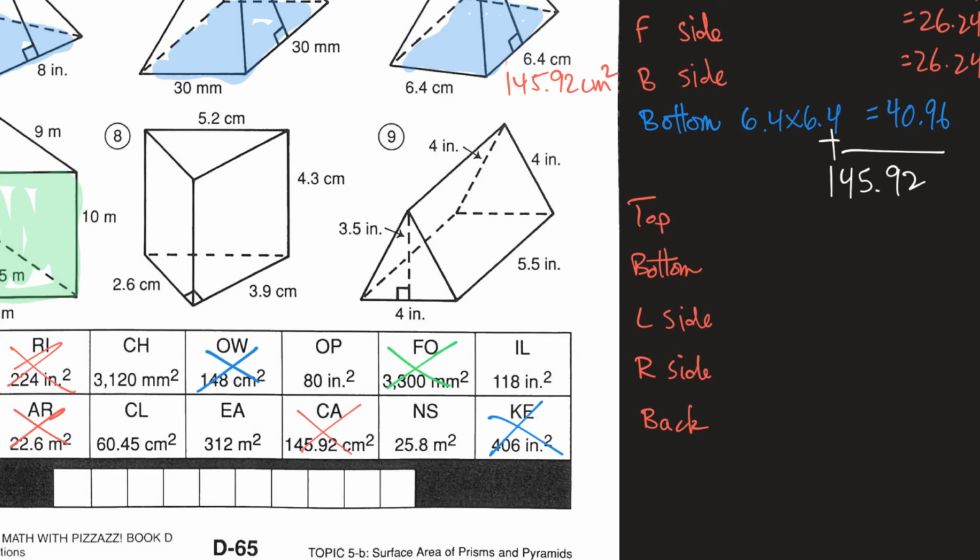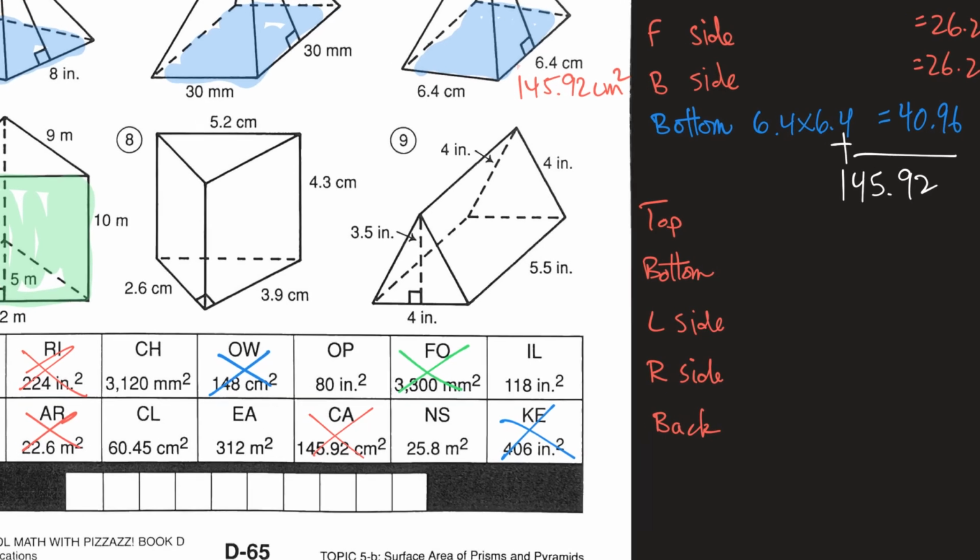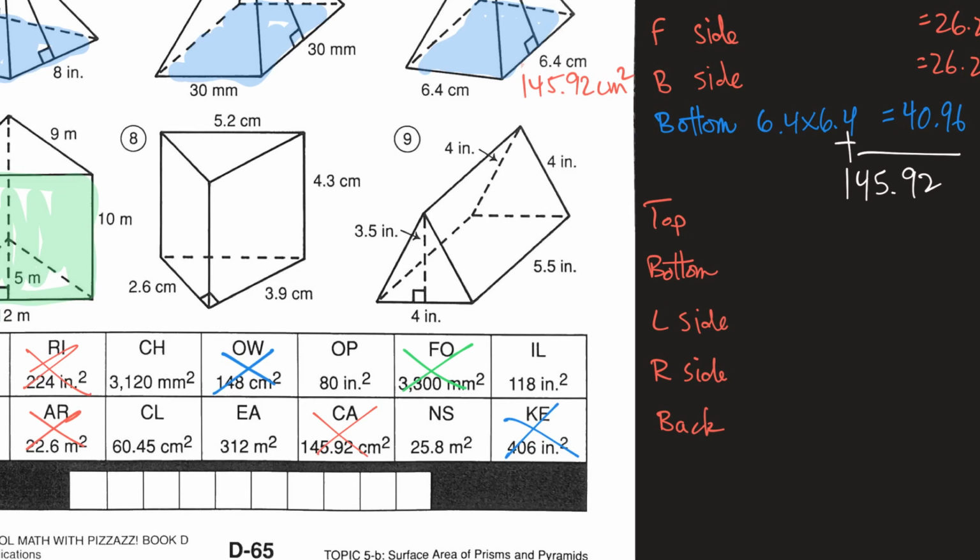So the top. Now, for the top, what we need is the base and height. And we need to see that the base and height meet at 90 degrees. See that little thing right there? I told you earlier, the base and height meet at 90 degrees. So base and height, it doesn't matter which one's the base and the height. You just have to multiply them together. So we have to do 2.6 times 3.9.